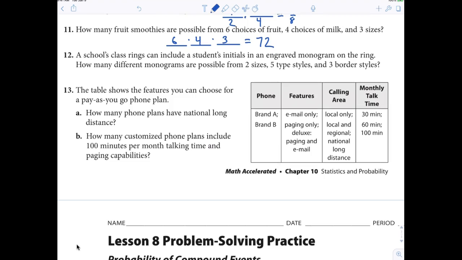Number 12. Beasley, you want to give it a shot? Why don't you read it to me, nice and loud? The school class rings can include a student's initials and grade monogram. On the ring, how many different monograms, approximately 2 sizes, 5 types of styles, and 3 different styles? What are we thinking?